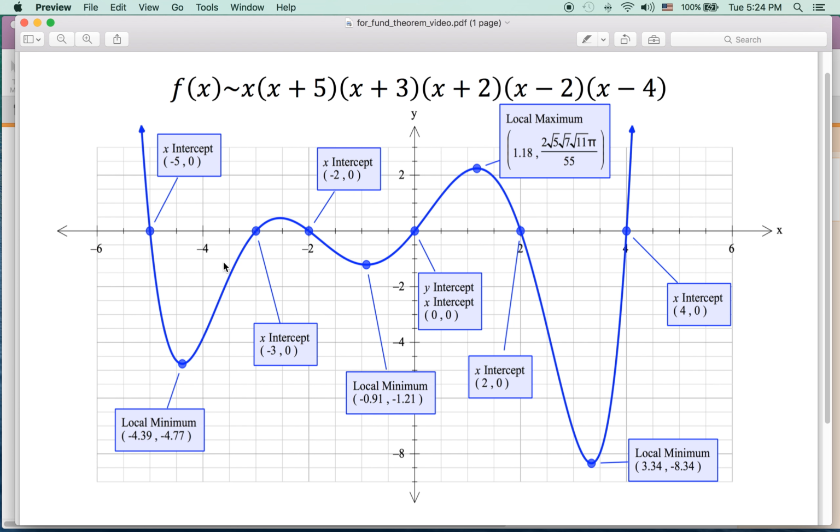Also, if we counted the number of inflection points where it changes concavity, here's an inflection point. Here's an inflection point. 1, 2, 3, 4. So I think it's 2 less than the degree of the polynomial. So those are some properties of polynomials that are associated with the fundamental theorem of algebra.